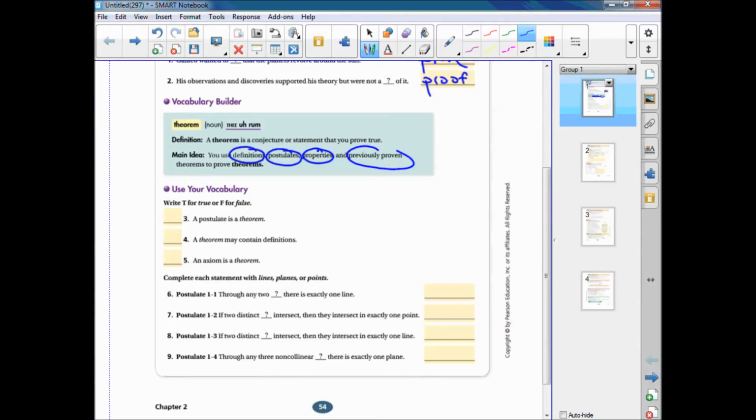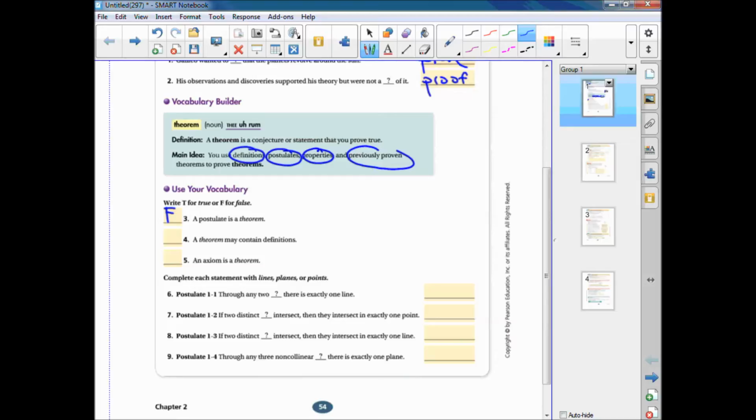All right, so write T for true or F for false for each one. A postulate is a theorem. This is false. You cannot prove a postulate. A postulate is something that we agree upon, some of the basic building blocks. So for instance, one of our postulates was two lines can cross at exactly 1 point. That's the maximum they can do.